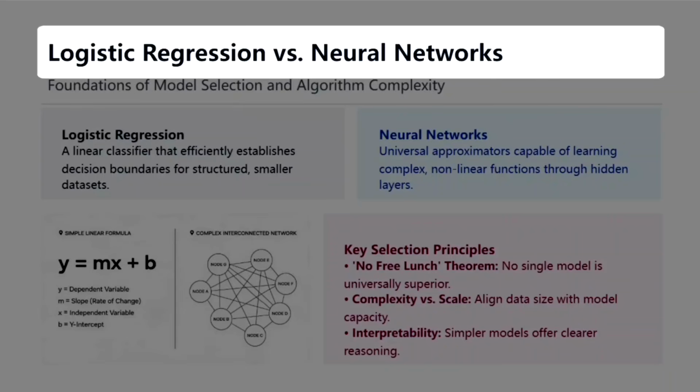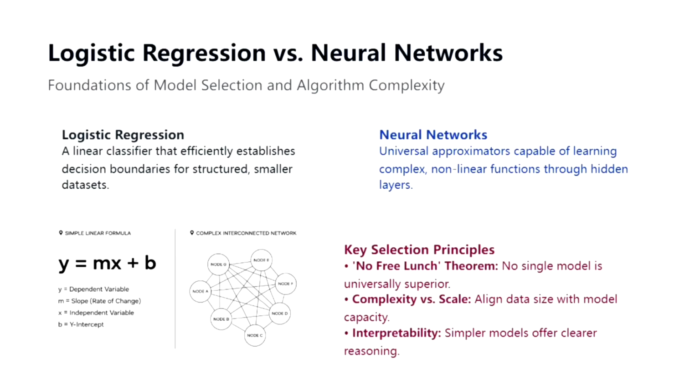I'm Professor Harrison and today we are going to explore the critical choice between logistic regression and neural networks. We will focus on the theoretical foundations that guide model selection and algorithm complexity.